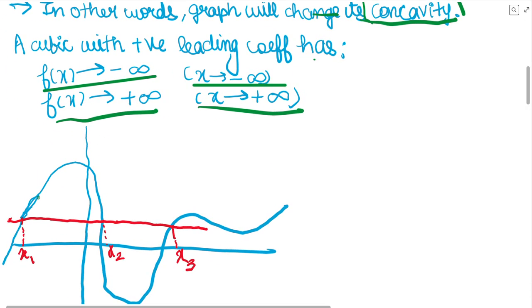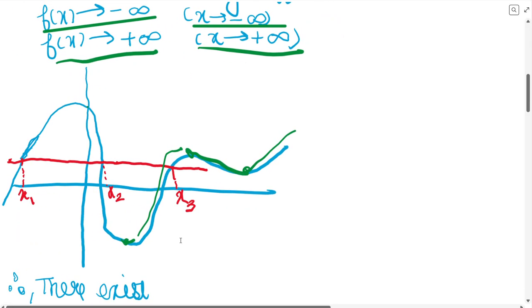All right. Now, since we said that f(x) can change its concavity, we have drawn a function where it is increasing till some point, then decreasing till some point, then again increasing, then again decreasing, then again increasing. So this is the function which we have drawn.